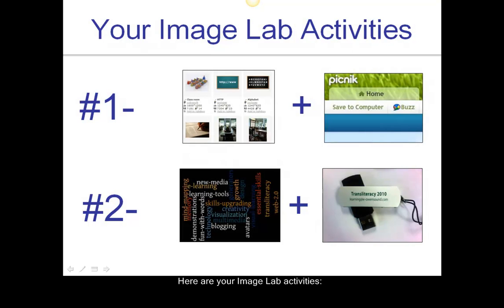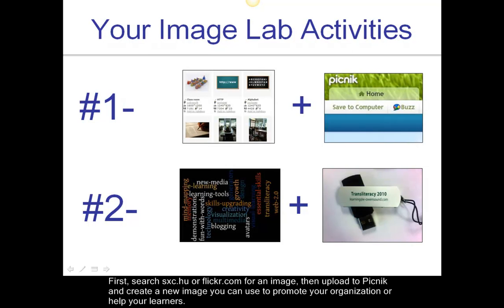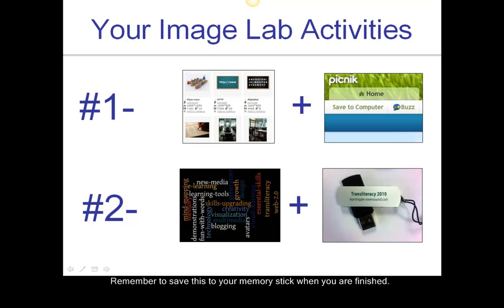Here are your Image Lab activities. First, search sxc.hu or flickr.com for an image, then upload it to Picnic and create a new image you can use to promote your organization or help your learners. Remember to save this to your memory stick when you're finished. Next, search Google or visit the adult.learning Delicious account and choose a generator. Create a new image or tool and save.